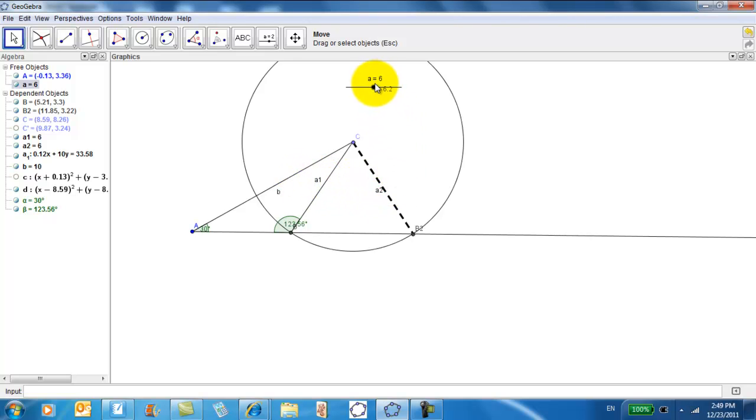And watch what happens now as I crank up 6 even more. Oh, notice, here's our one answer of 123.56. Let's measure this other angle over here with the angle measure: C, B2, A. And then we also get this 56-degree angle. Notice how these two are supplementary to each other. Okay?